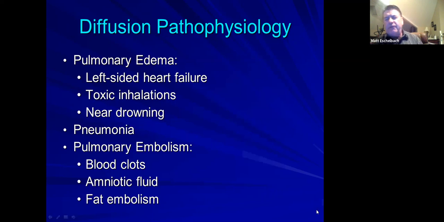There can be diffusion pathophysiology, meaning that's down at the alveoli level. You're having a problem getting the air exchange in the alveoli due to a problem down low. That could be heart failure, toxic inhalations like cyanide or smoke, near drowning, pneumonia, pulmonary embolus, which happens when there's a blood clot in the arterioles and you can't get good exchange of gases because the blood can't move. This can be from blood clots, amniotic fluid if a woman had just delivered a child, or a fat embolism, which can happen if you break a long bone like a femur.